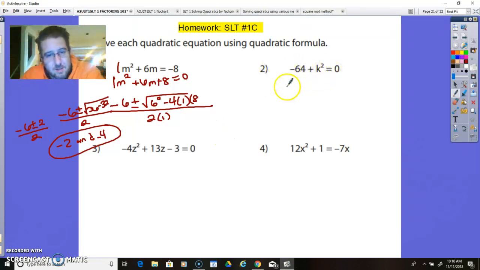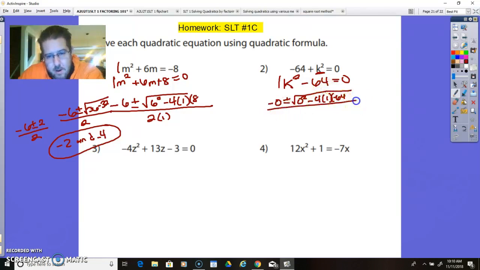Well, first of all, it needs to be ordered correctly. You always put the variables in order from biggest to smallest. So k squared minus 64 equals 0. So there is no b term here. So a is 1, b is 0, c is negative 64. So b is nothing. So the opposite of nothing is nothing, plus or minus the square root of nothing squared minus 4 times a times c, all divided by 2 times a.